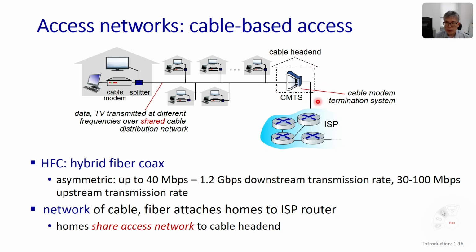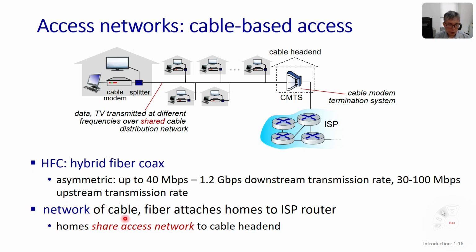Also, we have CMTS, which stands for cable modem termination system. This system interconnects or houses the cable network. HFC stands for hybrid fiber coax. This is coax cable, asymmetric, with up to 40 Mbps and 1.2 Gbps downstream transmission rate, and 30 through 100 Mbps for upstream transmission rate.